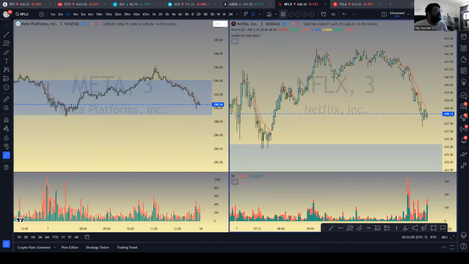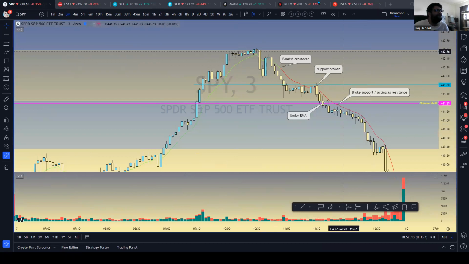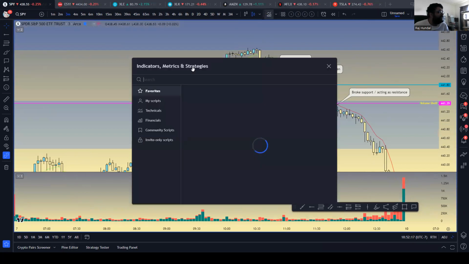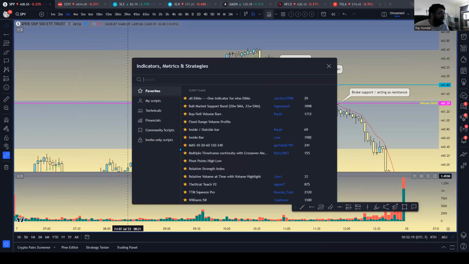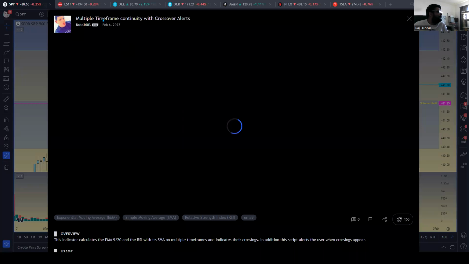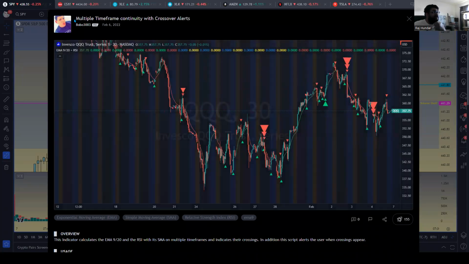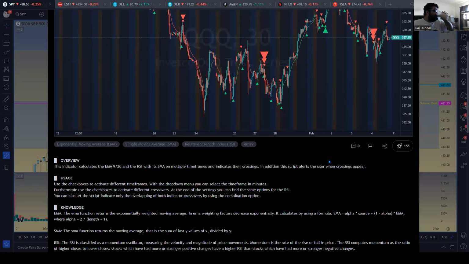Okay, so this EMA real quick, let me show you guys. This EMA that I use, and credit goes to Moody because he showed me this EMA. So right here, if you guys want to throw it up or take a screenshot, it is multiple time frame continuity with crossover rates.